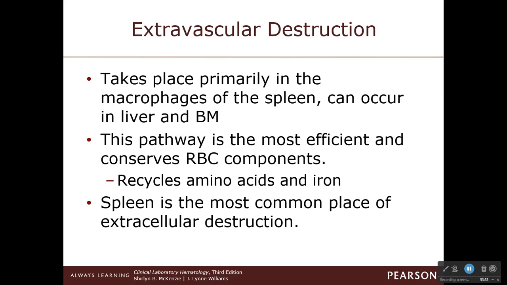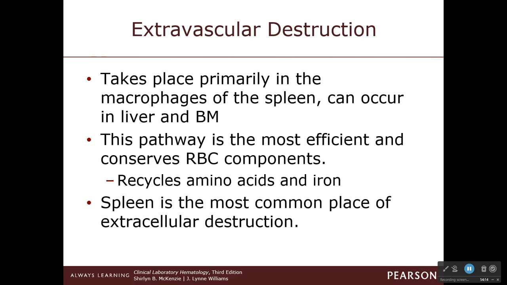So, extravascular, of course, means where? Spleen, bone marrow, and liver. Yes. Okay. So this is the most efficient pathway that we want to do.